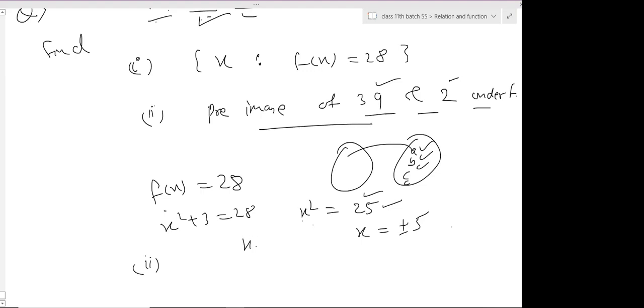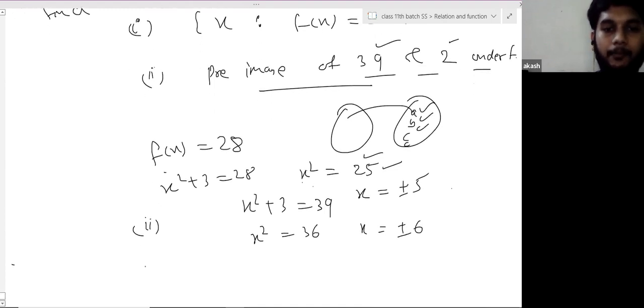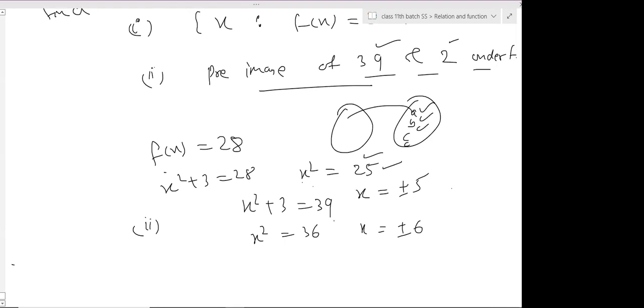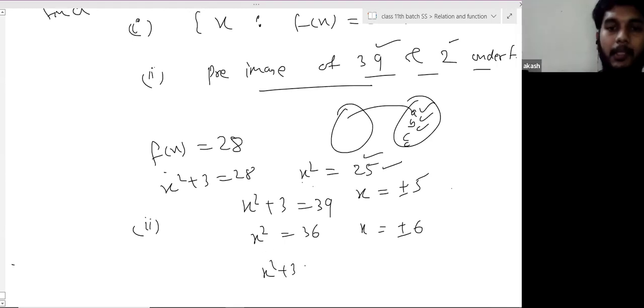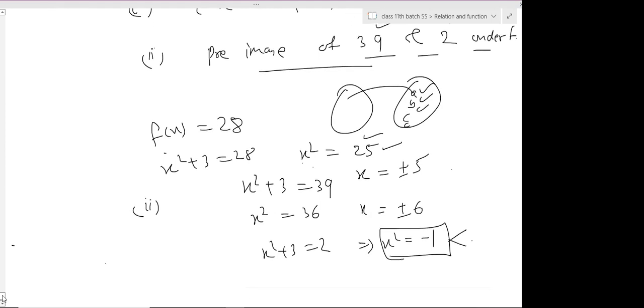Pre-image of 39. So x square plus 3 should be equal to 39. So x square is 36. So x is again plus minus 6. There are 2 pre-images. This is clear, Fahad, Anna? Yes, sir. And for 2, what can we do? x square plus 3 equals 2. This implies x square is equal to minus 1. And this is not possible. So yes, no pre-images for 2. All right, it's not connected to any element. So please note it down. And next question.